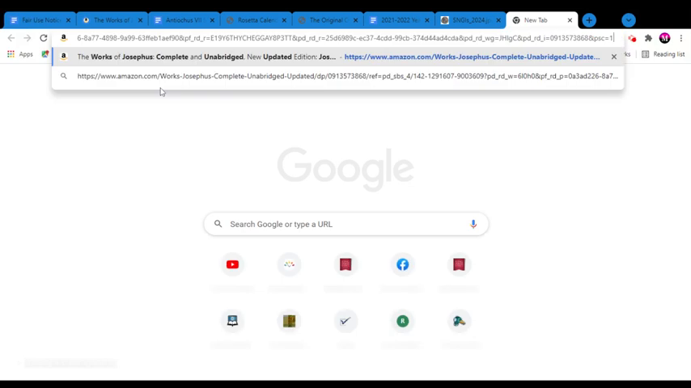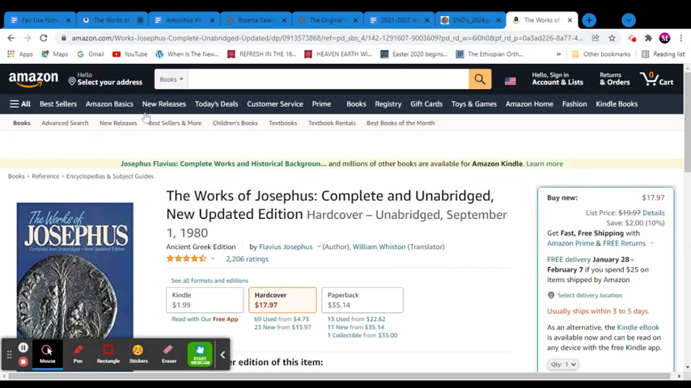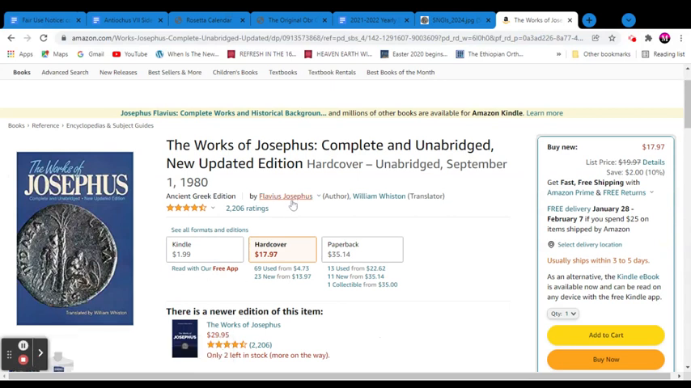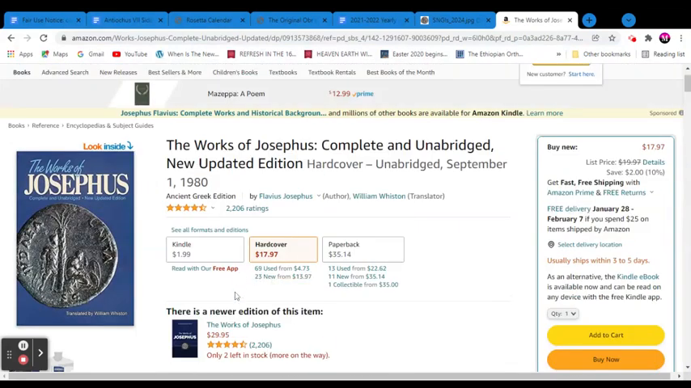So let's do the work of Josephus. Let me go here and hit copy. Right here, as you see, this is the copy that I have, by William Whiston. You can get a hardcover for $17.97 now. It's even cheaper than a paperback. The link is listed in the Google document that you have access to now, as well as with today's notes that we'll be going over. All right, let's get this out of the way.